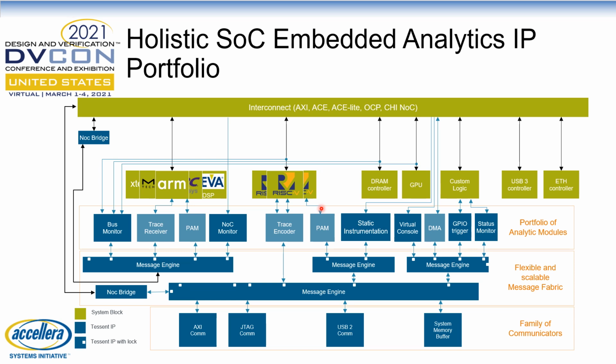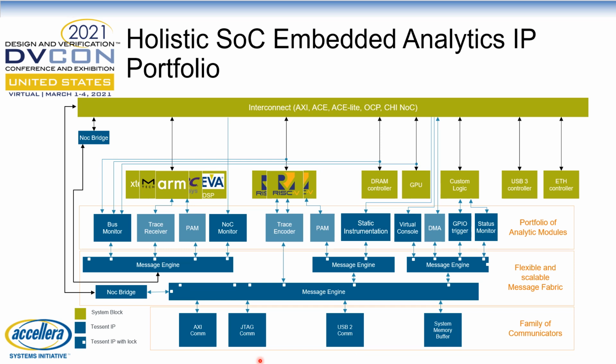The next part of our portfolio includes a family of communicators. The communicators are the gateway between a software entity controlling the embedded analytics IP and collecting the information from it, and the hardware itself. We support different kinds of communicators for different use cases. So, for example, for off-chip debug and analytics, we offer something like a JTAG communicator and a USB communicator.